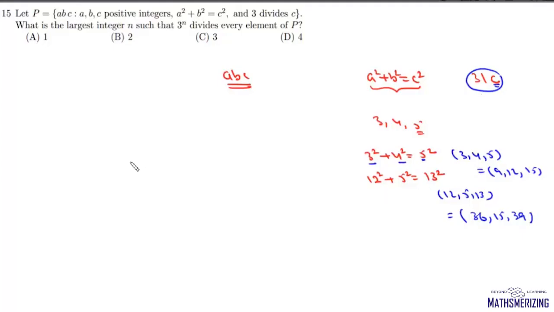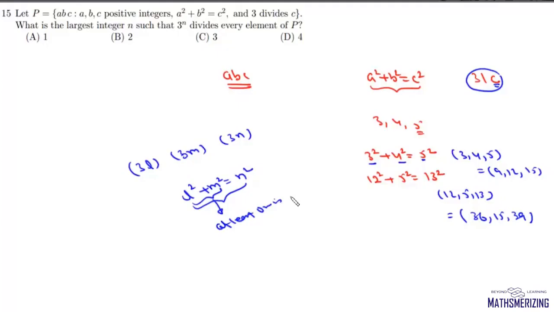So that means this A should be of the form 3L, B should be of the form 3M, and C should be of the form 3N, where L square plus M square must be equal to N square. Now, if we also look at this condition when L square plus M square is equal to N square, then for any Pythagorean triplets, out of these L and M, at least one is a multiple of 3.